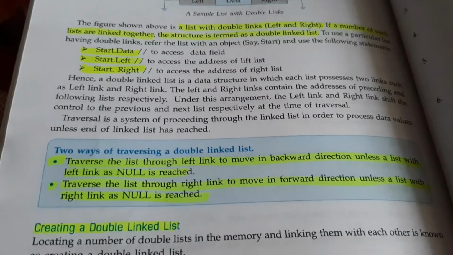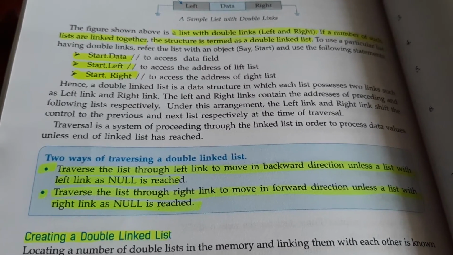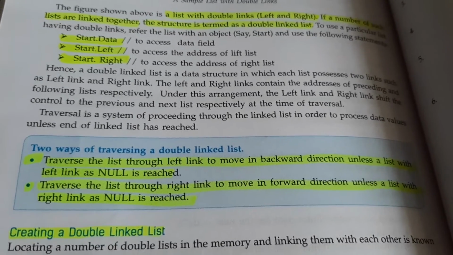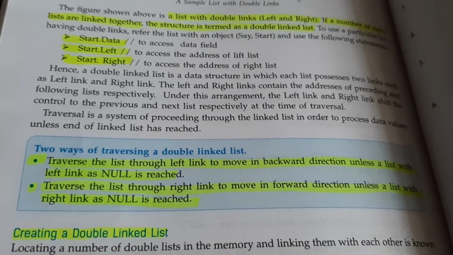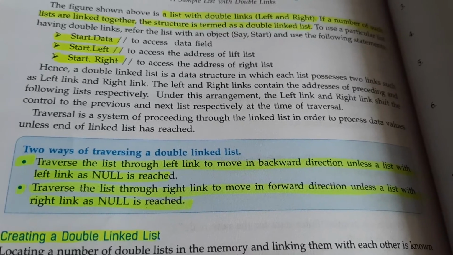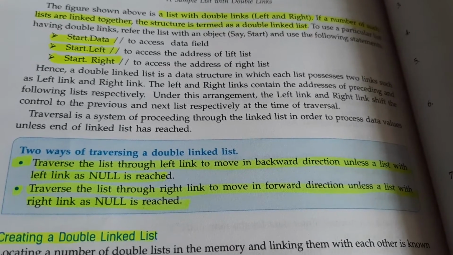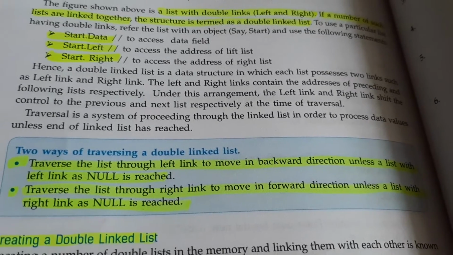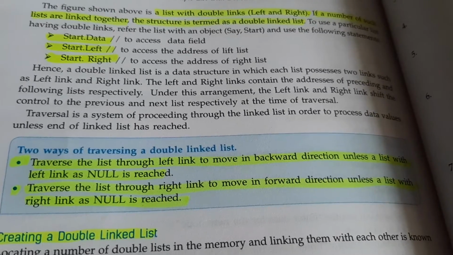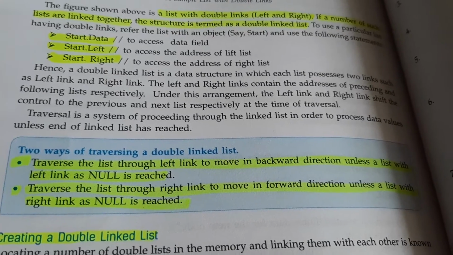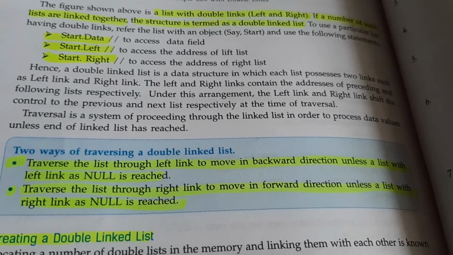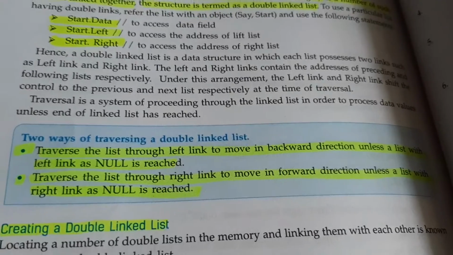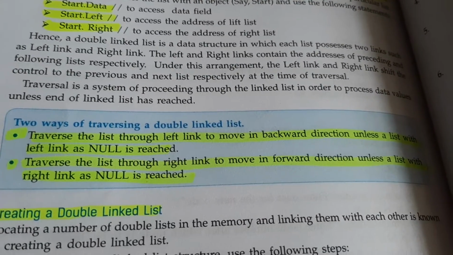There are certain points we have to remember in the double linked list. The traversal goes on in the list from the left link: when it is linked on the left side, it will move in the backward direction until the link becomes null. And when it is the right link, it will move in the forward direction until the right link is null. When it reaches null, it will stop.